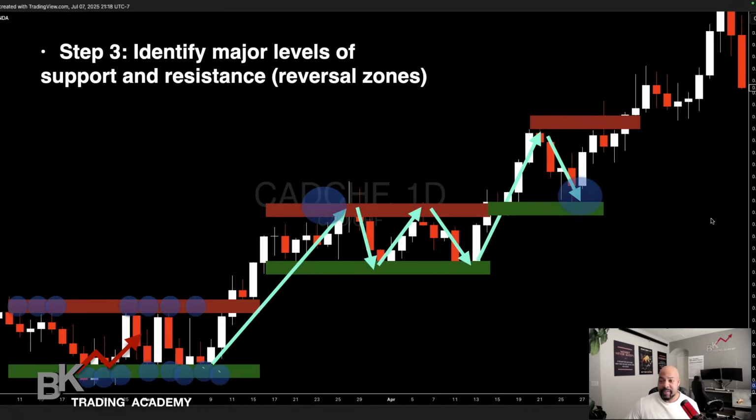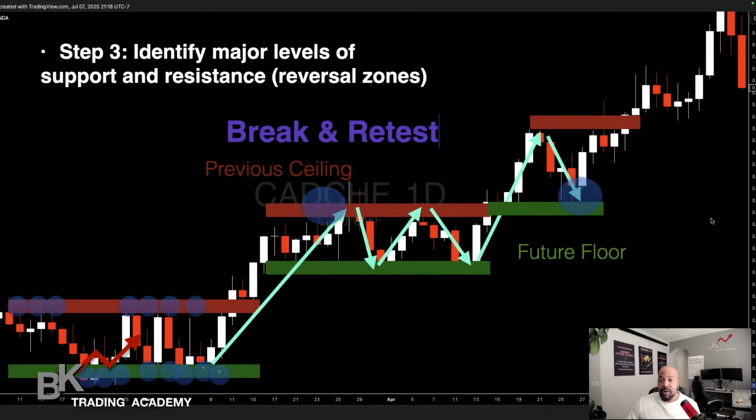And notice right here, this is our pivot point. And guess what? That red line becomes our green line. In other words, our previous resistance becomes our future support. Or I can say, in other words, our previous ceiling equals our future floor. This is called a break and retest.